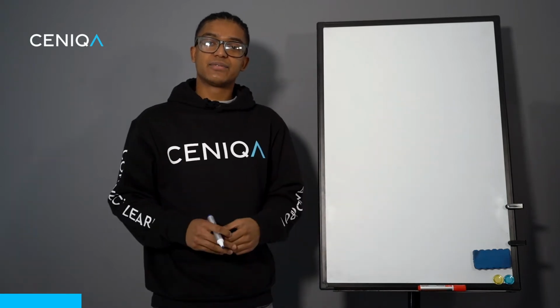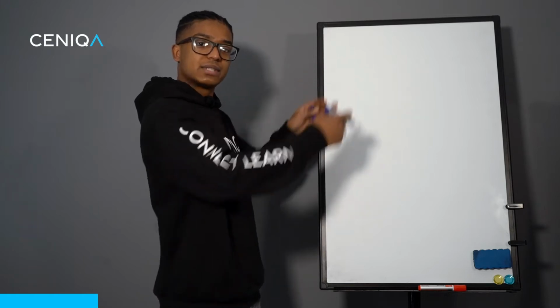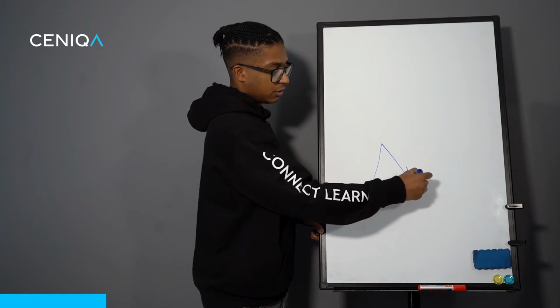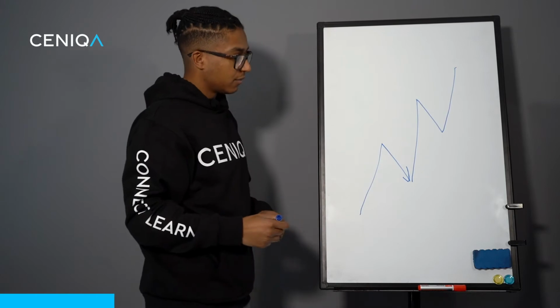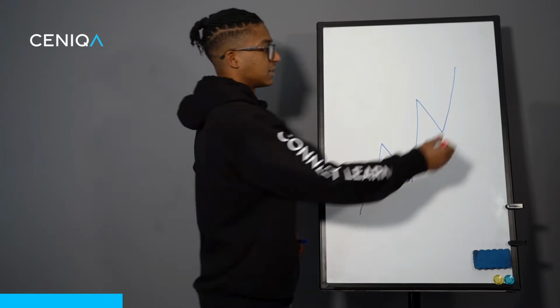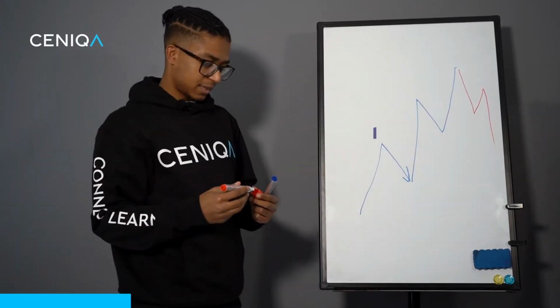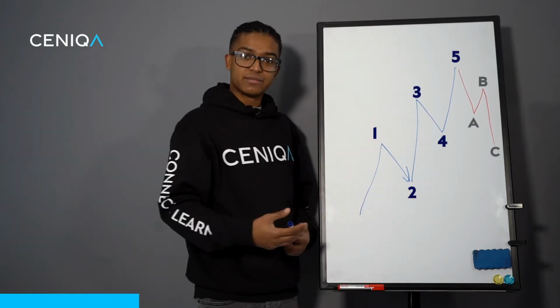So the Elliott wave is a 5-3 wave theory. What I mean by that is it consists of the first 5 initial waves, which go as 1, 2, 3, 4, 5, followed by 3 corrective waves, which we call A, B, C. Okay? So this is the typical structure of an Elliott wave.